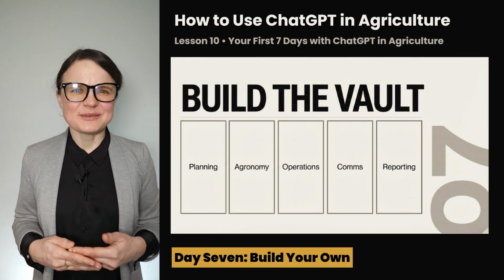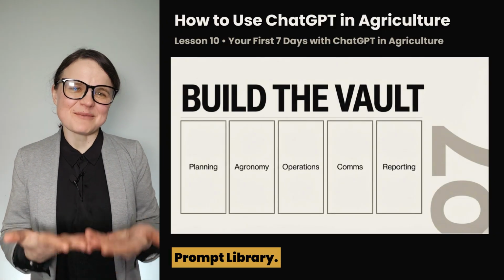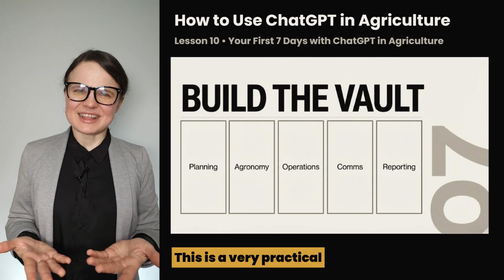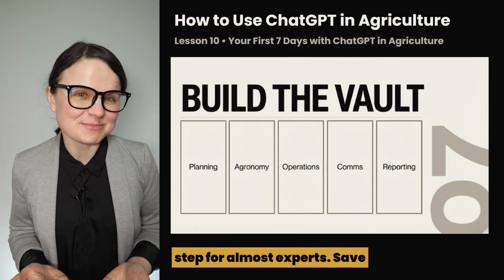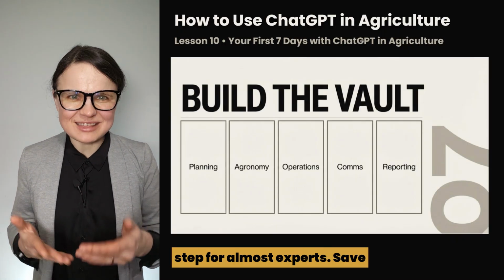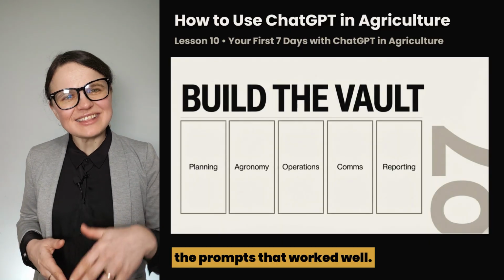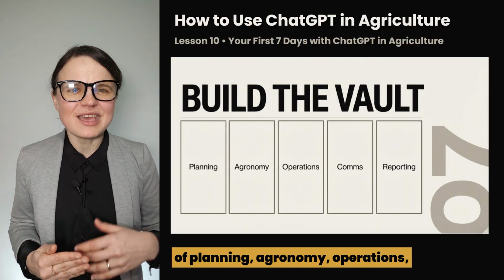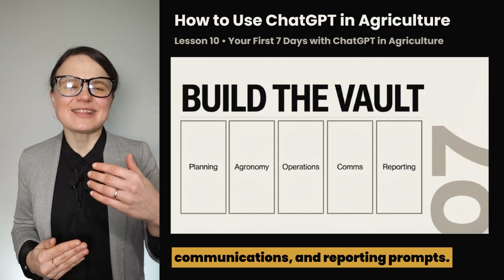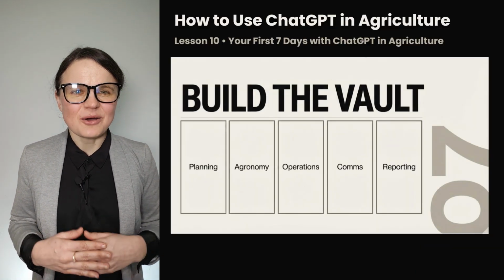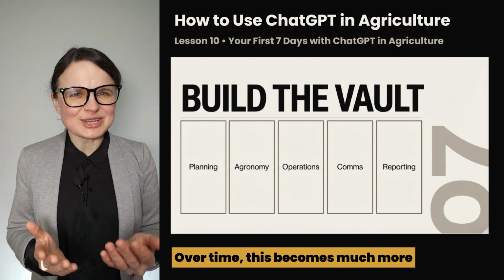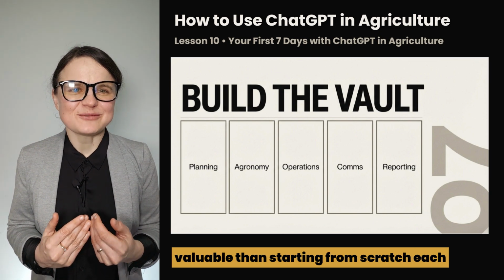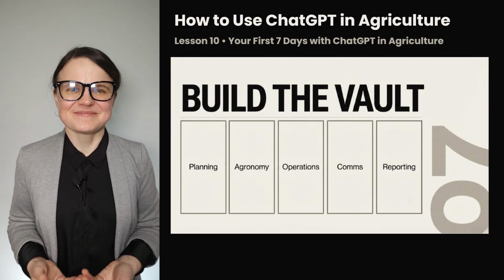Day 7. Build your own prompt library. This is a very practical step for almost experts. Save the prompts that worked well. Create a small personal library of planning, agronomy, operations, communications, and reporting prompts. Over time, this becomes much more valuable than starting from scratch each time.